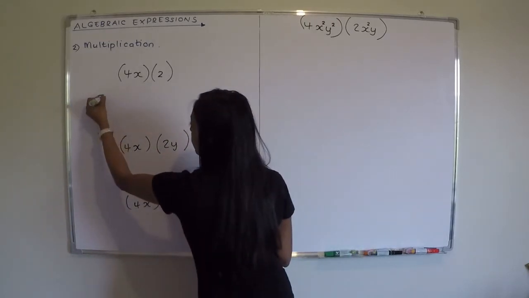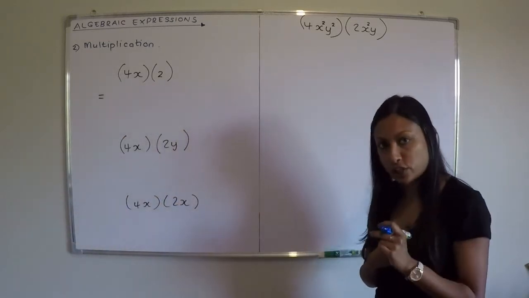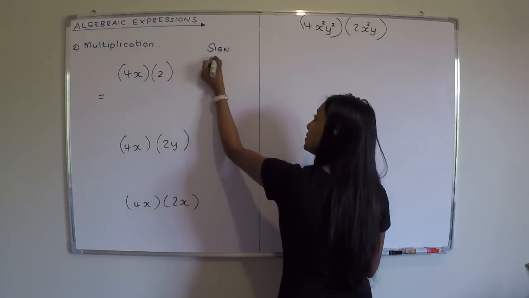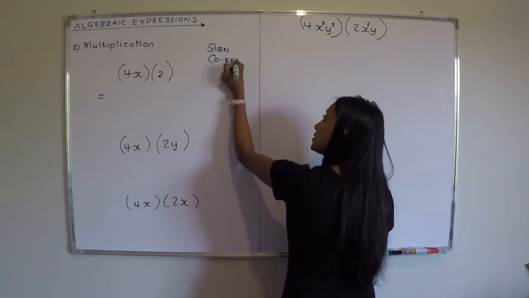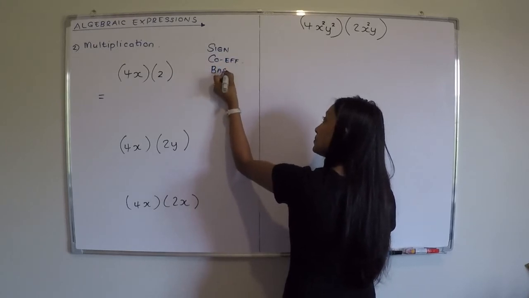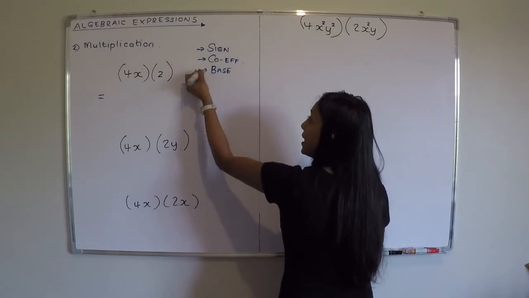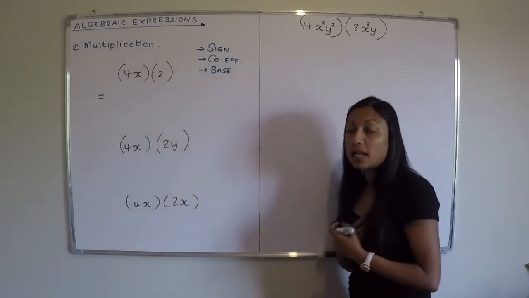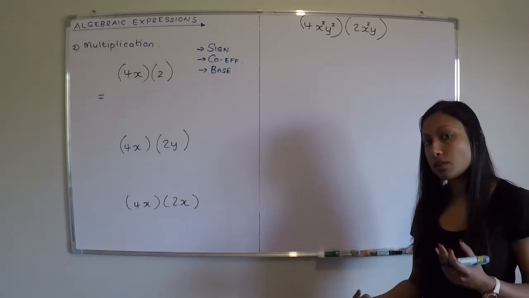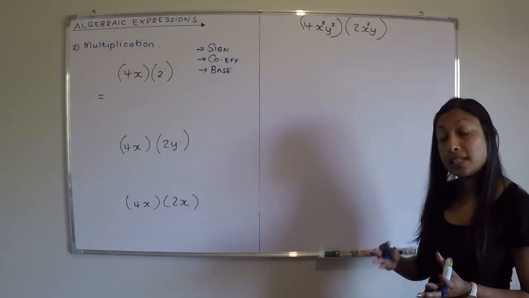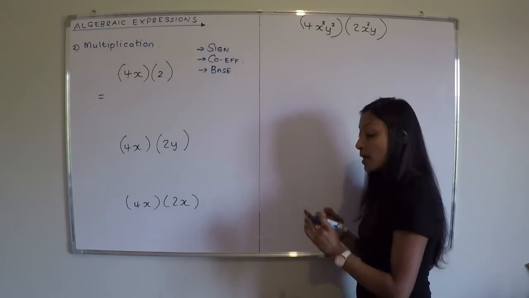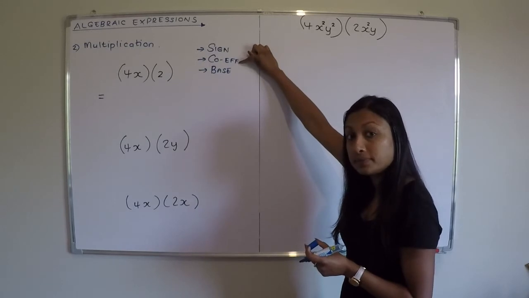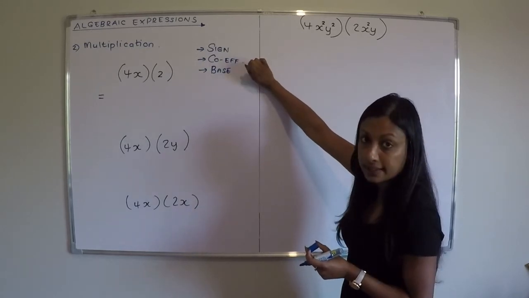So when it comes to multiplying algebraic expressions, we are going to go sign, coefficients, base. Every time I am multiplying, I am going to go sign, coefficient, base. Because when we are going to multiply these algebraic expressions or longer algebraic expressions, it can get a little bit confusing. So when I'm multiplying, I'm first going to multiply the sign, then I'm going to multiply the coefficients, and then I'm going to multiply the base.